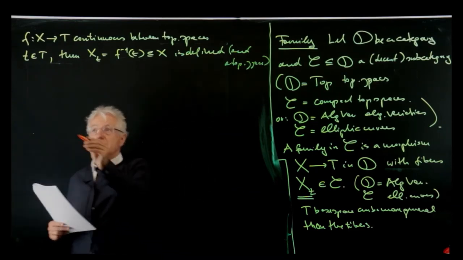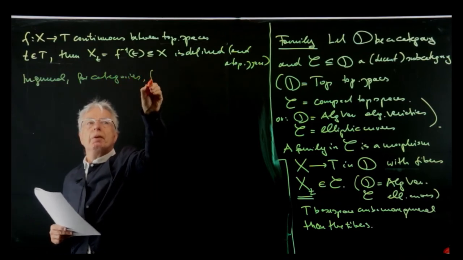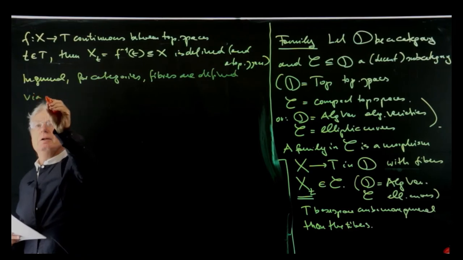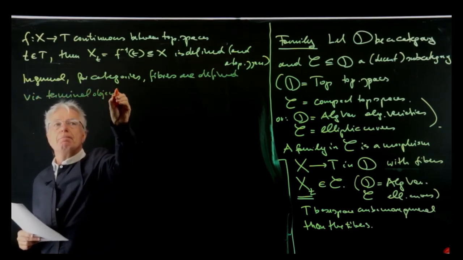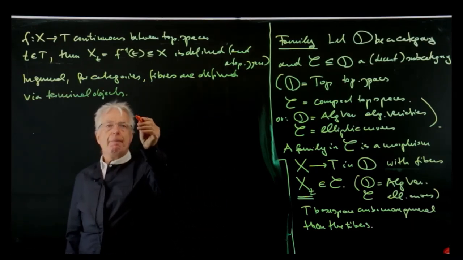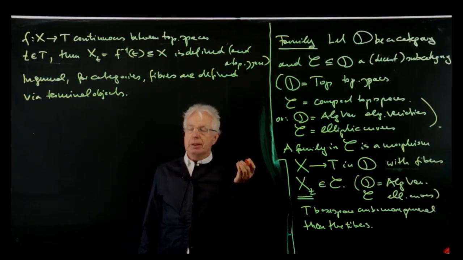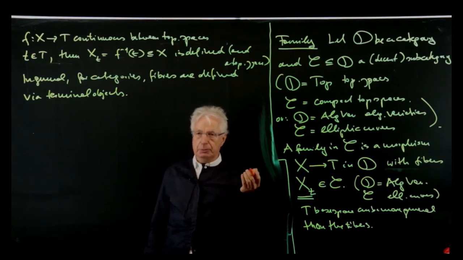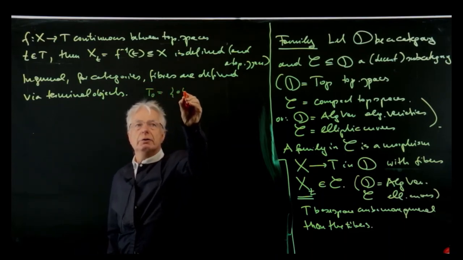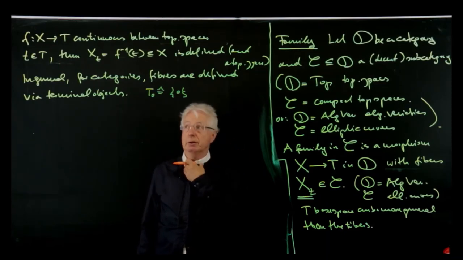So in general, for categories, fibers are defined via terminal objects. So that's not a class on category theory. So what is a terminal object? You know that in a category you have objects and morphisms between the objects. Now an object is called terminal. And you should think of just having a point if you think of topological spaces. So let me call it maybe t0. So I draw it as a point. What is the property of the topological space which consists of one point if you think of topological spaces?